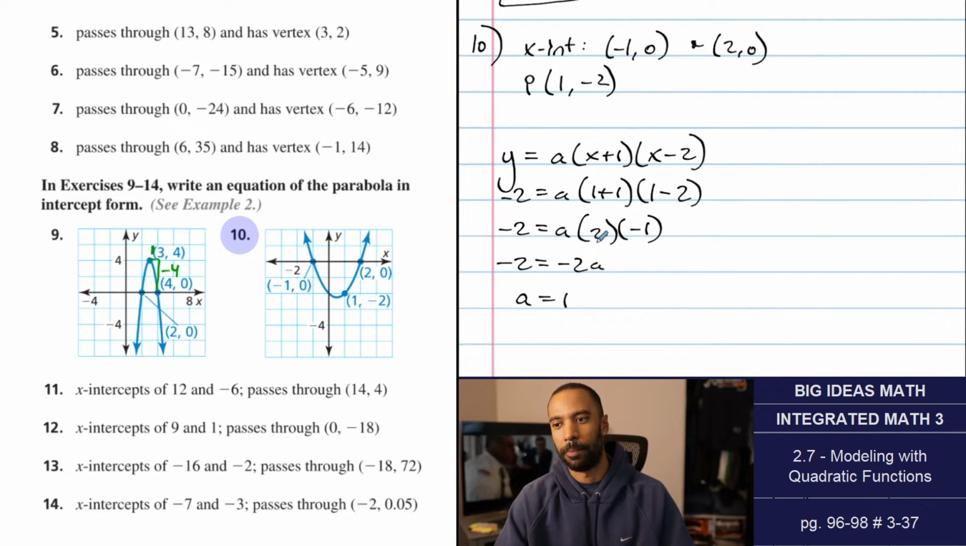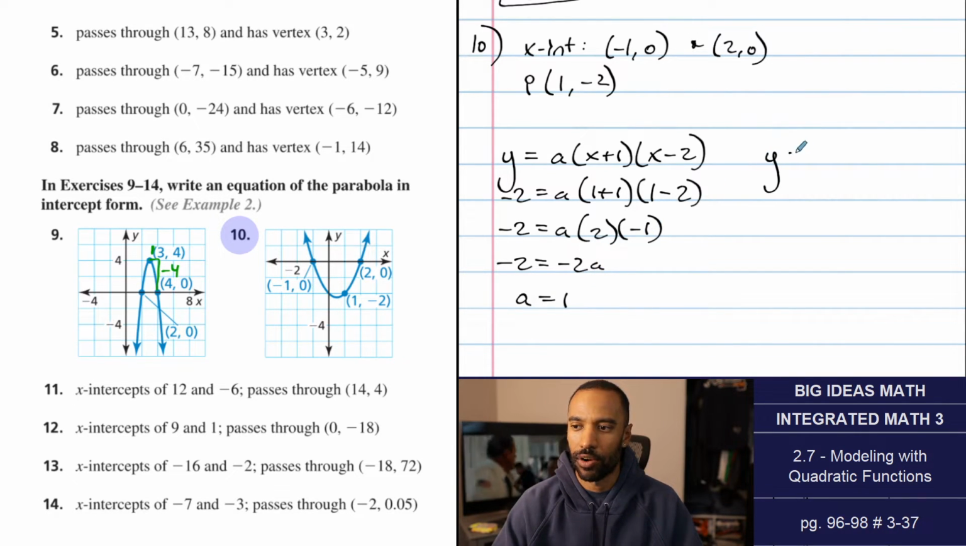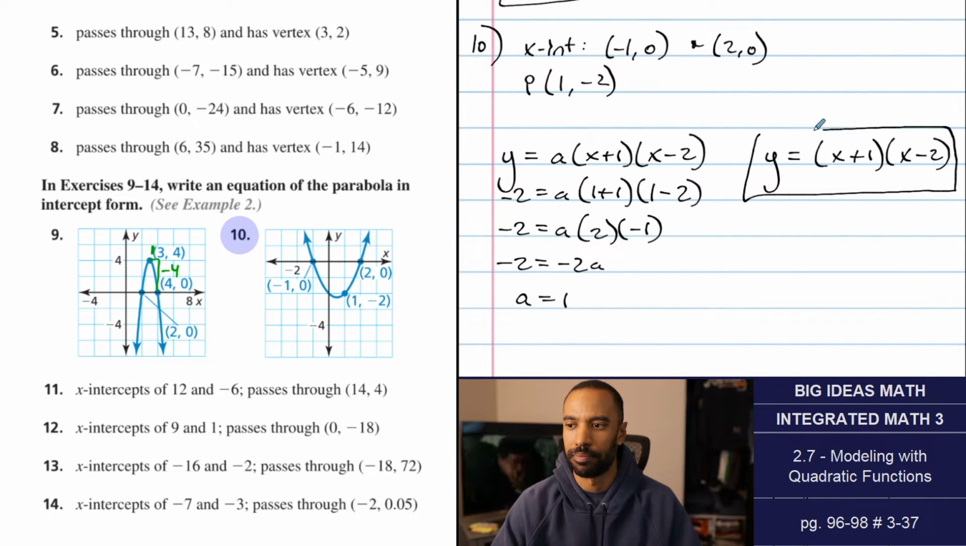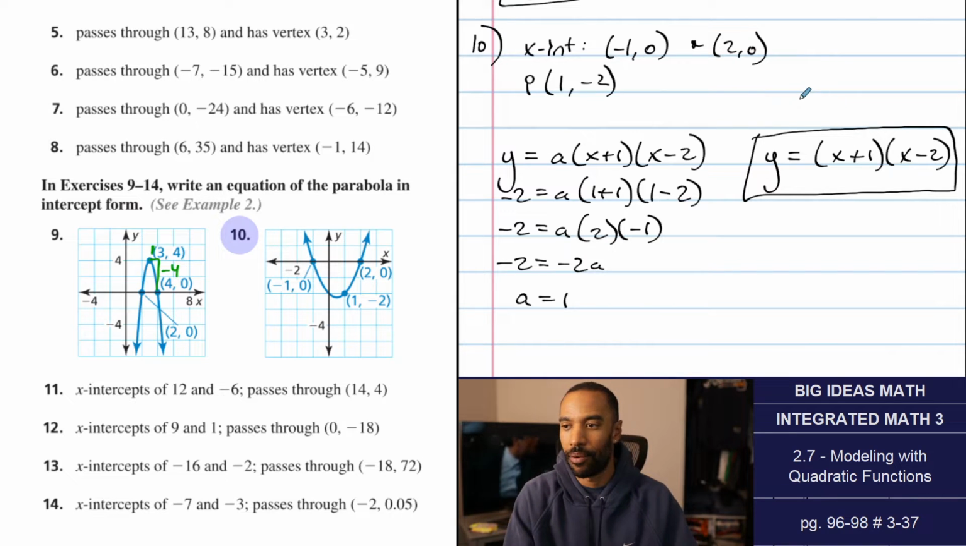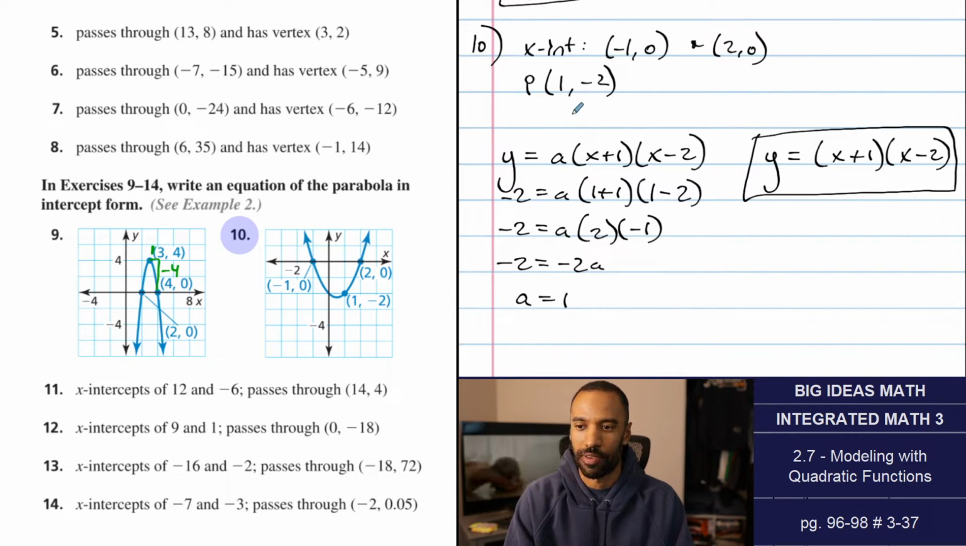So the a value is 1. If the a value is 1, we can write our equation without a in sight. We can just do x plus 1 times x minus 2, and that'd be good. Apparently, that's our stretch factor. Didn't know that. Now I do. But apparently, that's our stretch factor for number 10. All right, number 11. No graph.